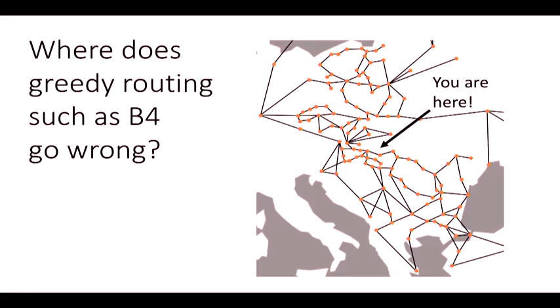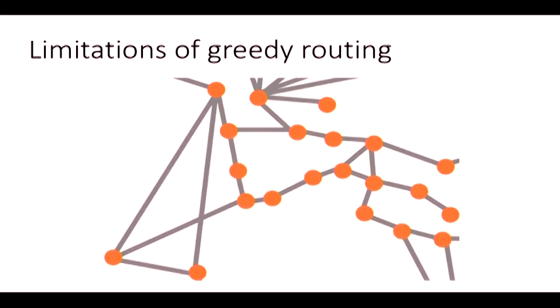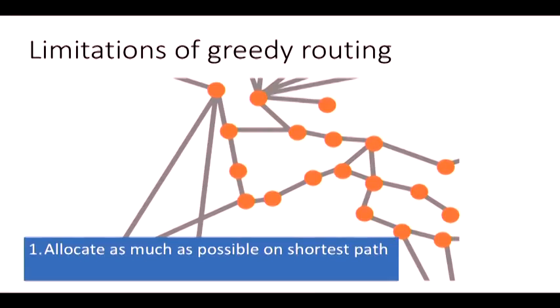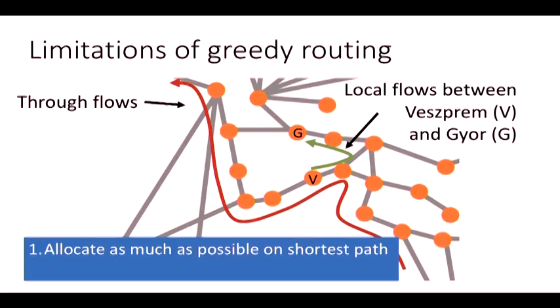So this is what the topology looks like, and we are going to focus on this small part of the network. Keep in mind that what B4 does is essentially route greedily. It basically allocates as much as possible on the shortest path and then spills onto longer paths. So that's exactly what we're going to do. We're going to focus on flows between those two cities here in Hungary, and there are going to be some other flows which just cross that part of the network. We're going to allocate everything on its shortest path, which is indicated here.